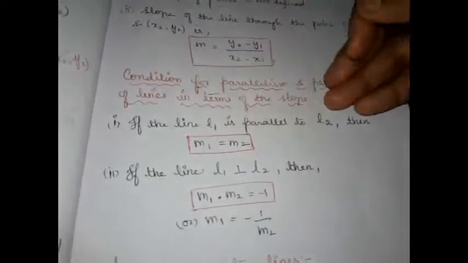If the line L1 is parallel to L2, then m1 is equal to m2. If two lines are parallel, then their slopes will be equal. Why? It has been beautifully depicted in a diagram in your textbook. See, these are two lines L1 and L2. This is the inclination of L1, and this is the inclination of L2. And since the two lines are parallel, their inclinations will always be equal. Then only the two lines will become parallel, right?